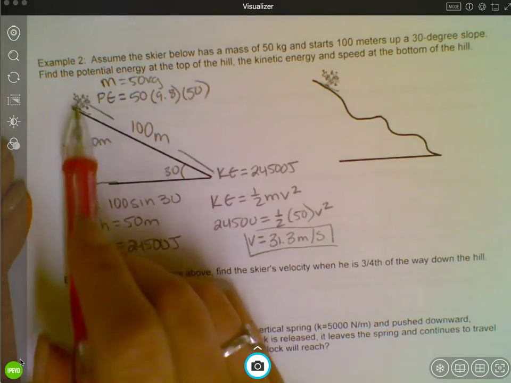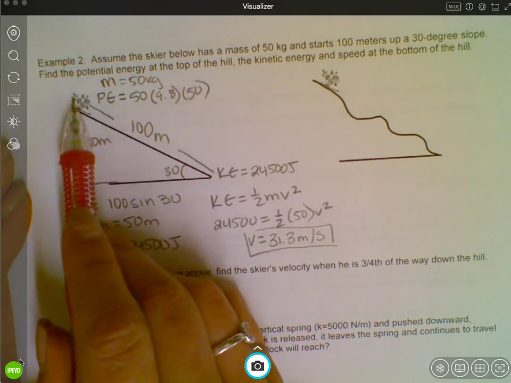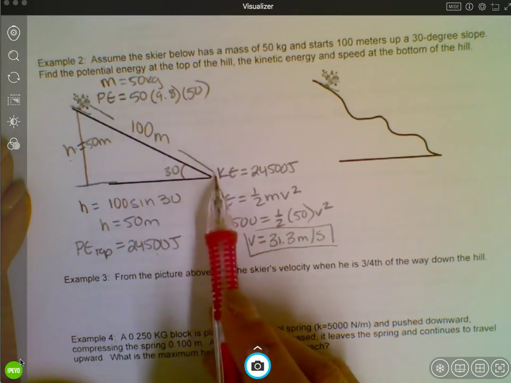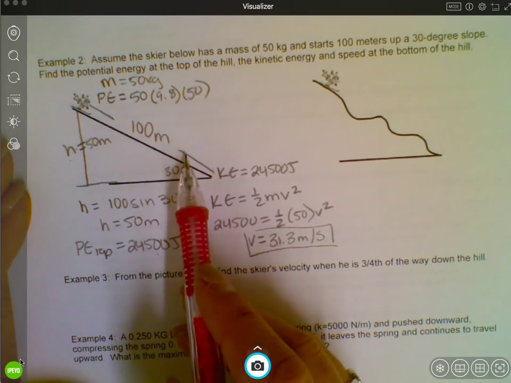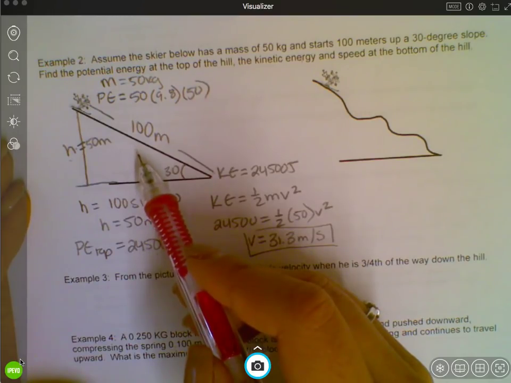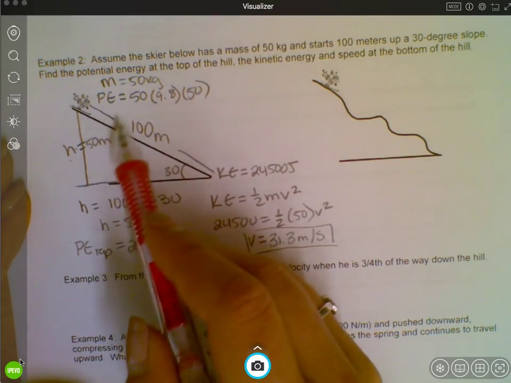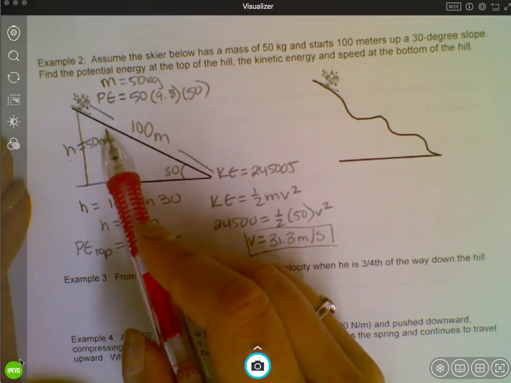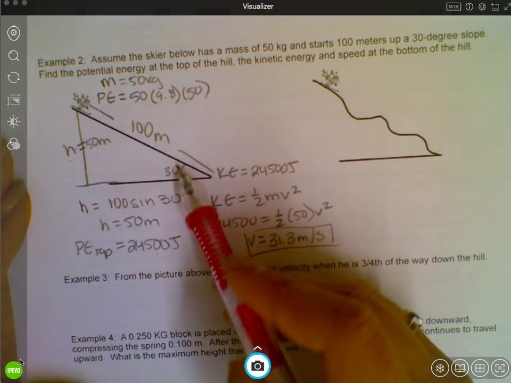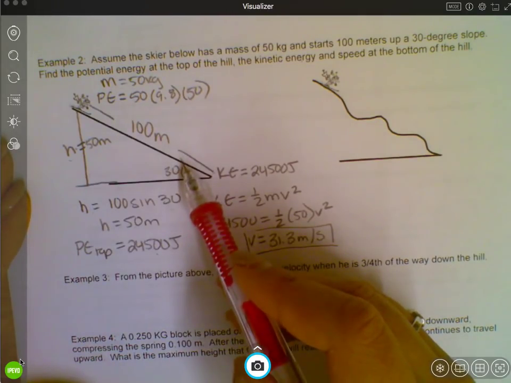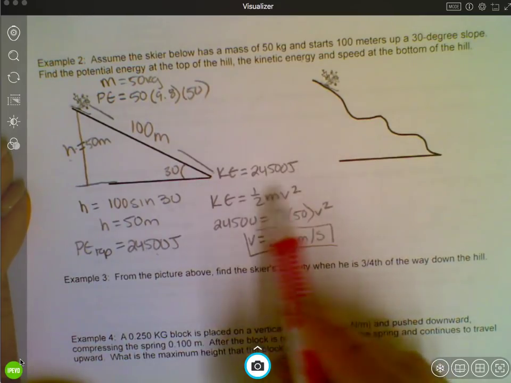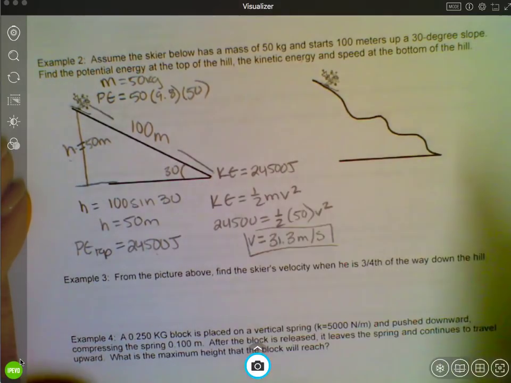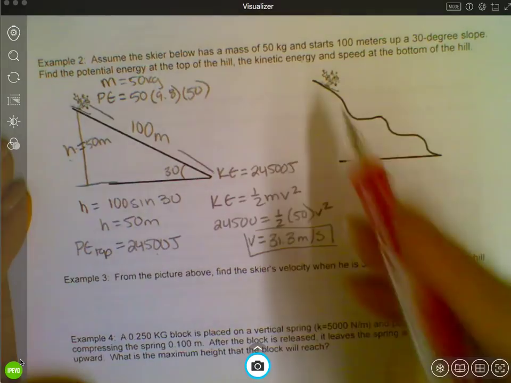So all the potential energy at the top transferred to kinetic energy at the bottom. Somewhere along the middle, he had both potential and kinetic. Halfway, he would have been split evenly. If he's higher than halfway, then he has more potential and a little bit of kinetic. If he's less than halfway, so down here, then he has more kinetic and a small amount of potential. But either way, they will add up to this total 24,500. Hopefully that makes sense.